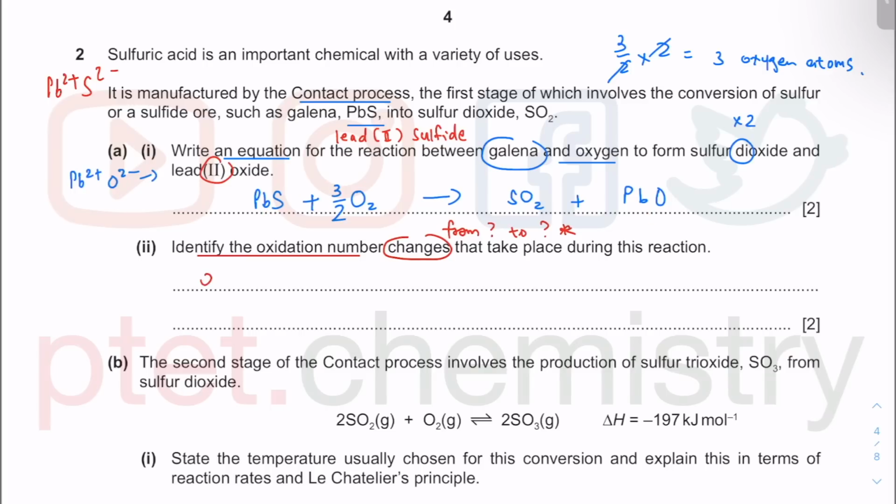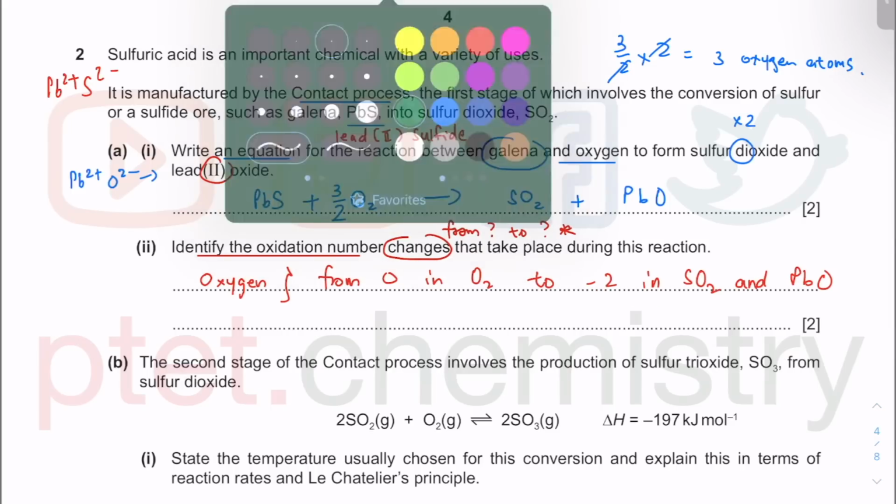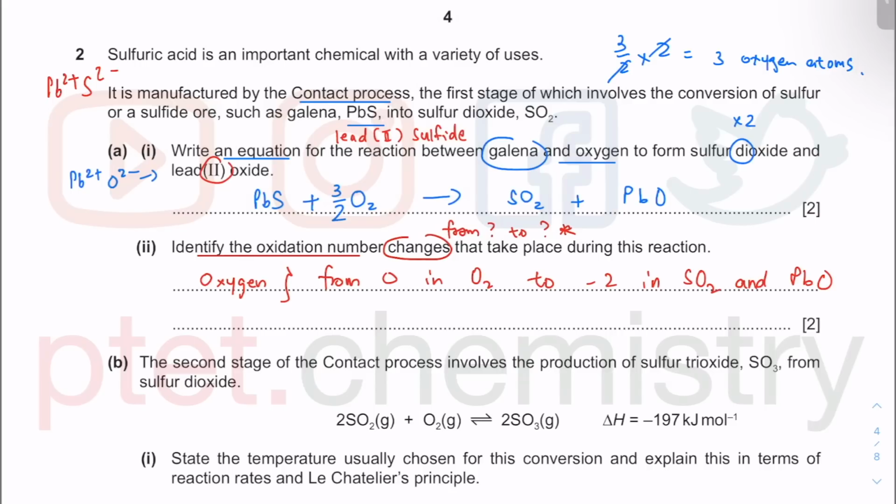But we know that oxygen goes from 0 in O2 to minus 2 in SO2 and also PbO. So the change there is from this to this, or you can say minus 2 minus 0, the change is minus 2 there. In terms of the sulfur, is there any change in the sulfur? There is a change in the sulfur.